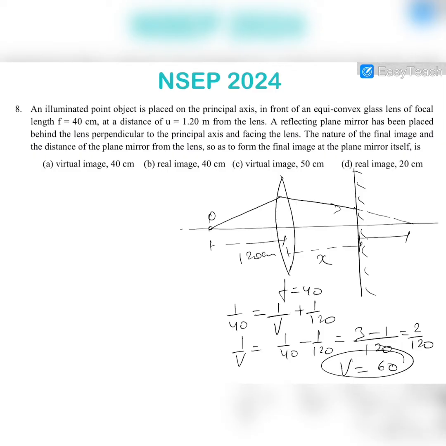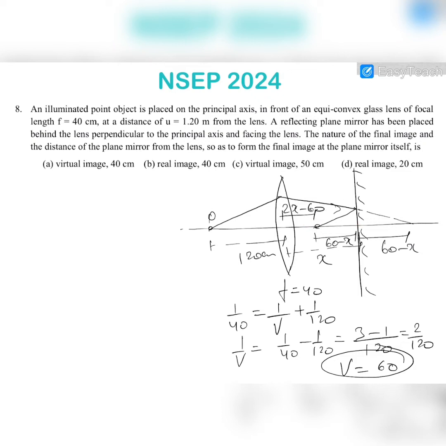So this distance will be 60 minus x, and obviously the image of the mirror will be in the front, at a distance of 60 minus x, and this image of the mirror will be the object for the lens again, because rays will go from the lens in this direction, then they will be reflected by the mirror and they will travel again through the lens in this direction. So now for the lens, the object is this one, and this distance will be x minus (60 minus x), which is 2x minus 60. And now we know that the final image should be formed at the mirror itself.